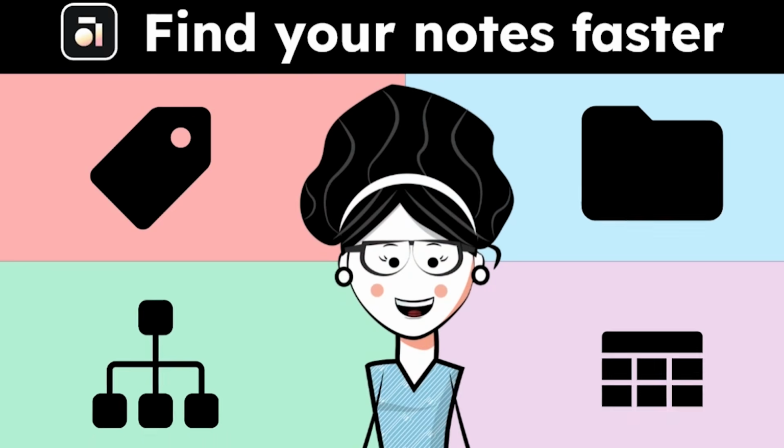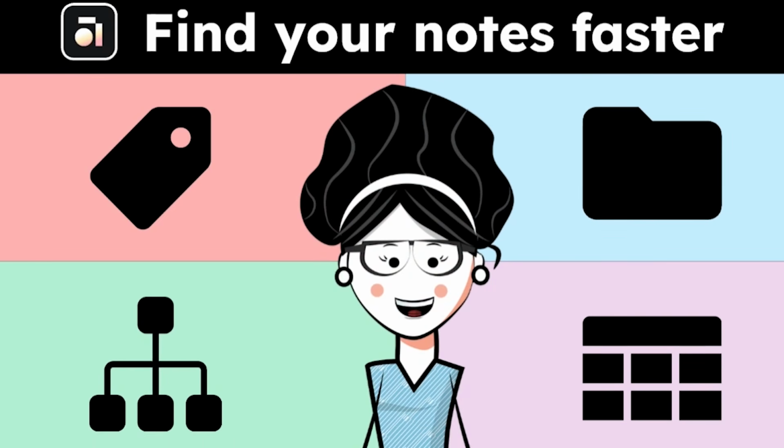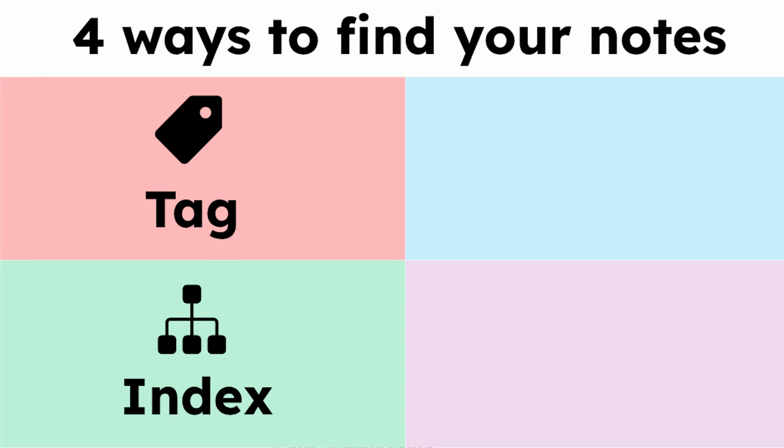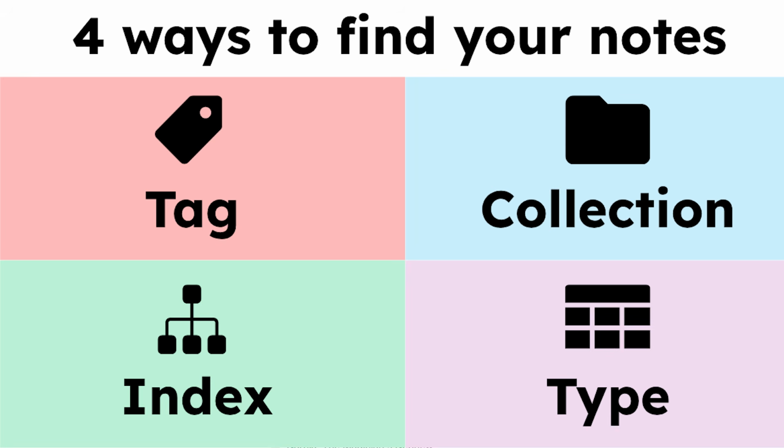Hi there! In today's video, I'm going to show you 4 ways to find your notes faster in Anytype. So these 4 ways are tag, index, collection, and type.